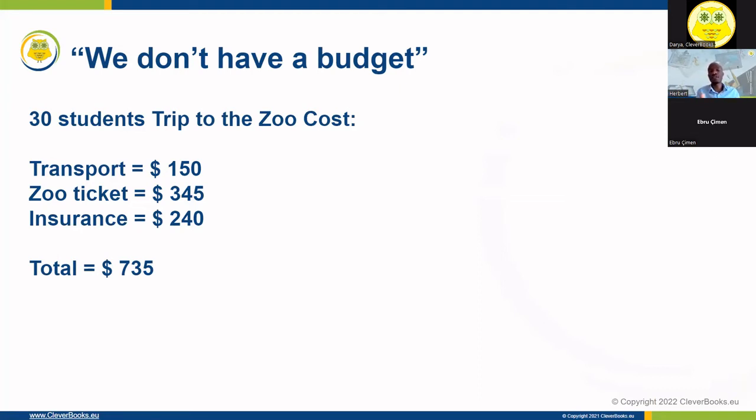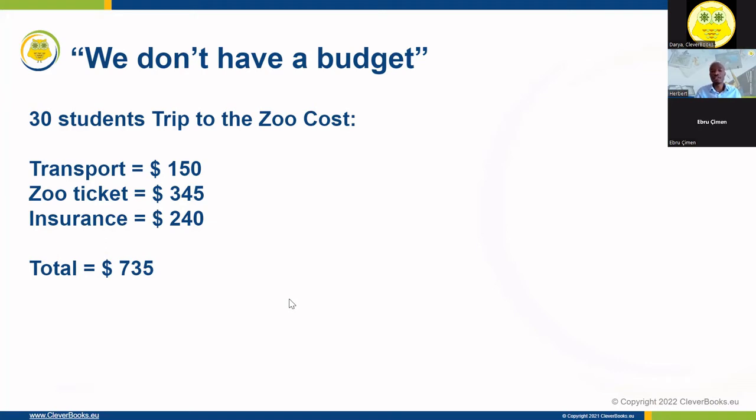As an example, if you were to take your students to a zoo, it would cost you around $150 just on transport. It would cost you $345 just on the zoo tickets and the insurance, which is just $8 per student. For 30 students, excluding the teacher, it's already 240. So you're looking at 735 for just the zoo trip, excluding the expenses for the teachers. You may need an extra teacher in case you need help and things like that. So yes, there is a limit on the budget.